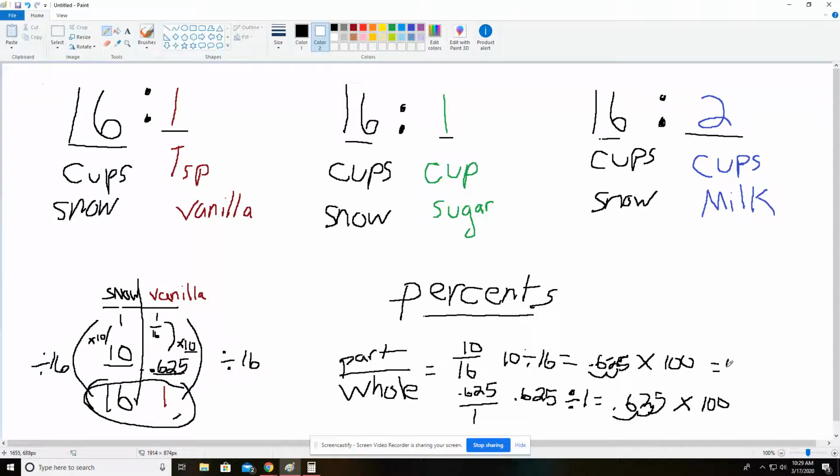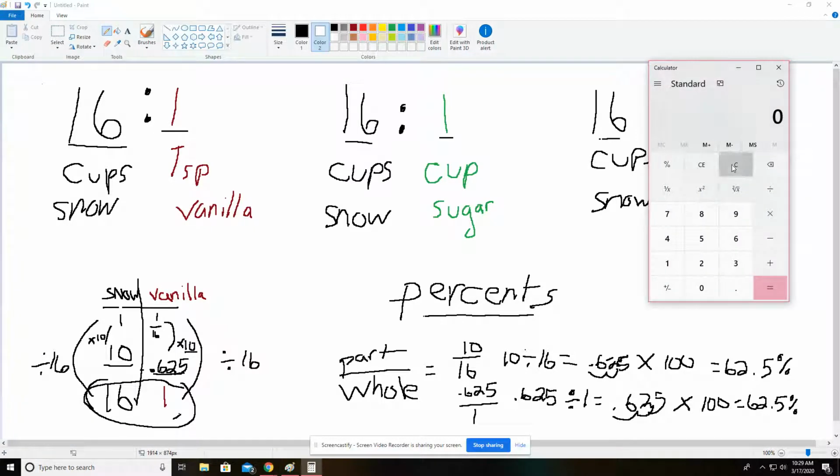When you do this in the calculator, you're going to get 62.5%. Now, what this means is that these values that we found on the ratio table are 62.5% as much as the original value.